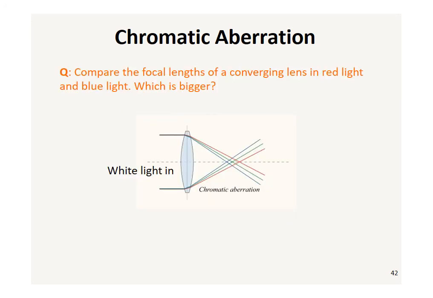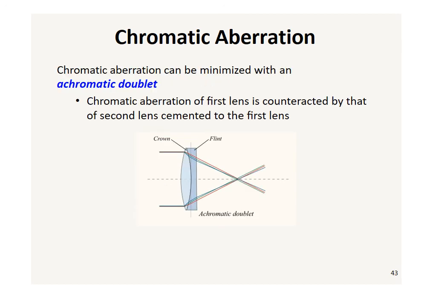Now, in this converging lens, the focal length of the blue light, as you can see, is going to be less than the focal length of the red light. However, for a negative lens, the situation's actually opposite. The focal length of the blue light is actually greater than the focal length of the red light.